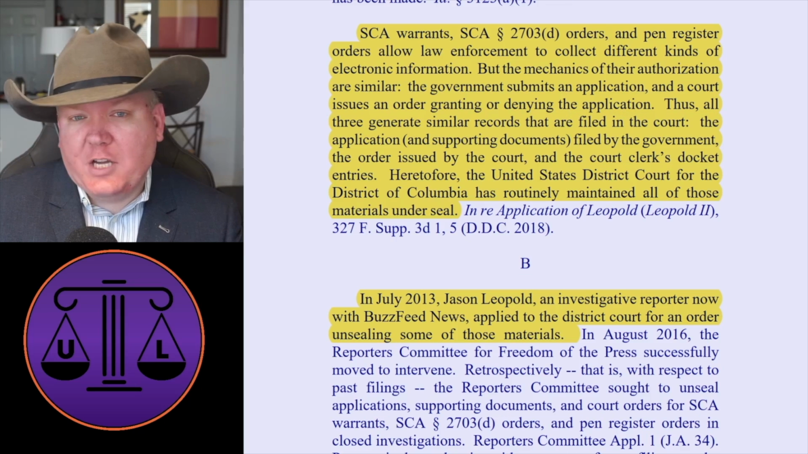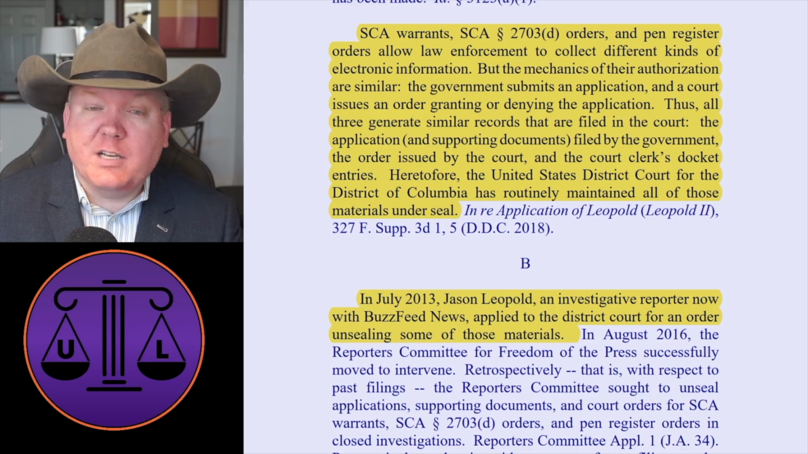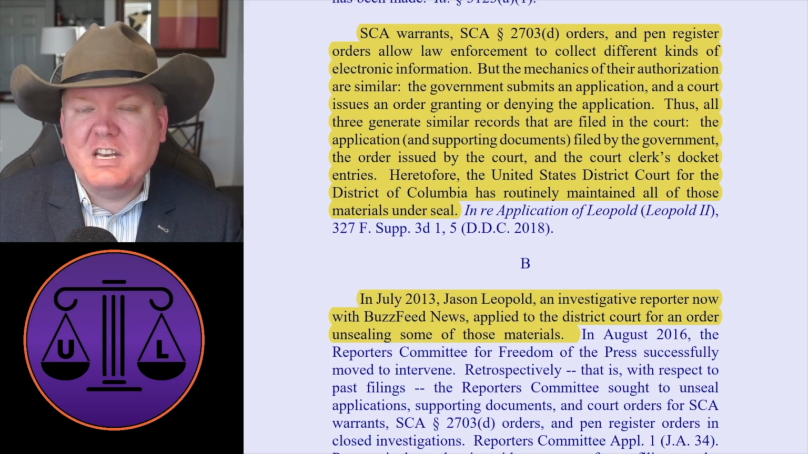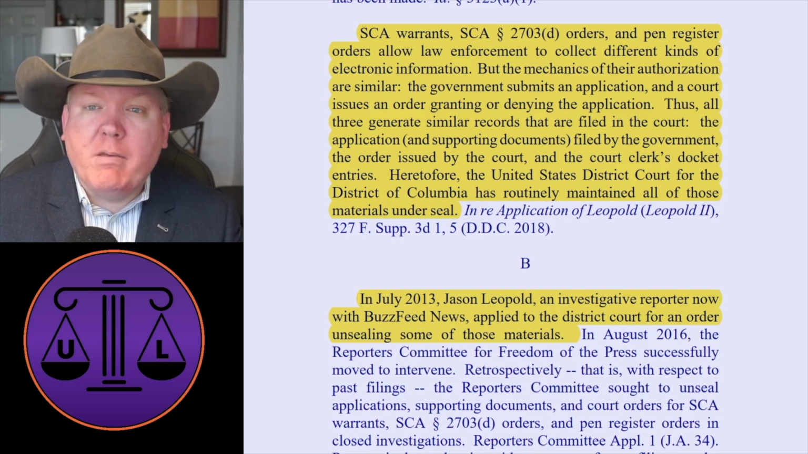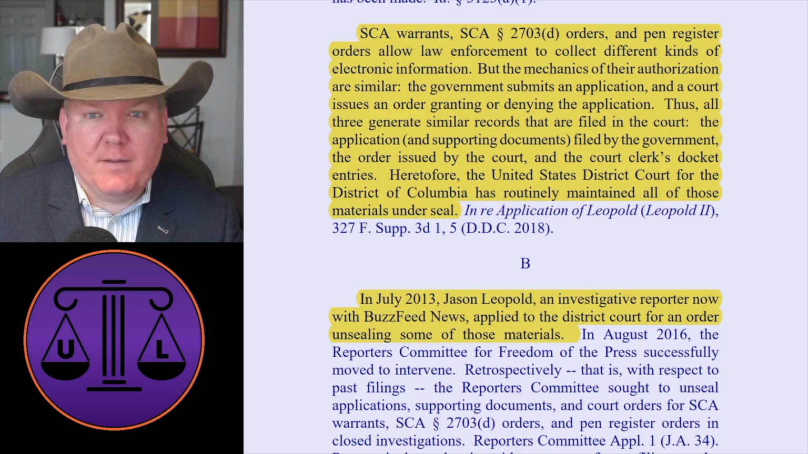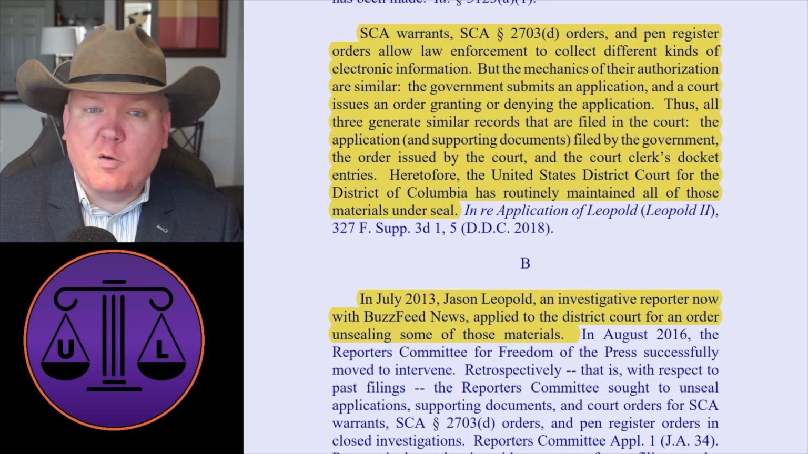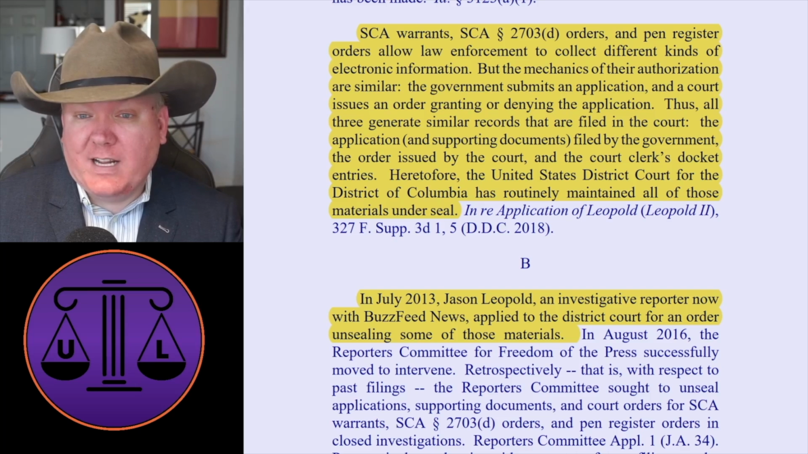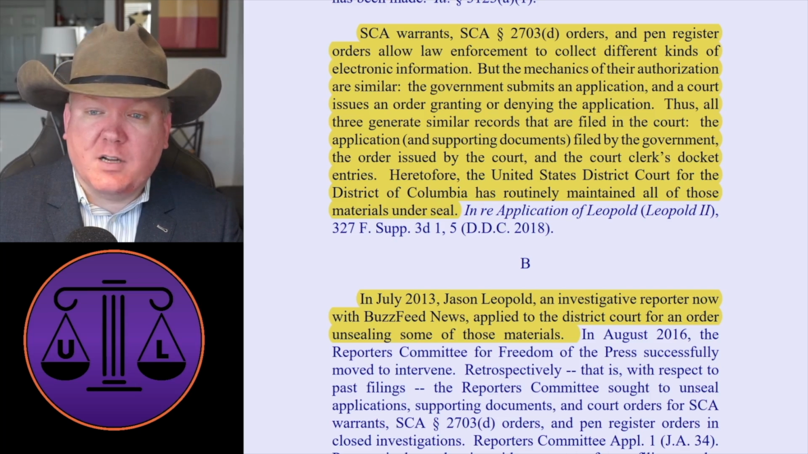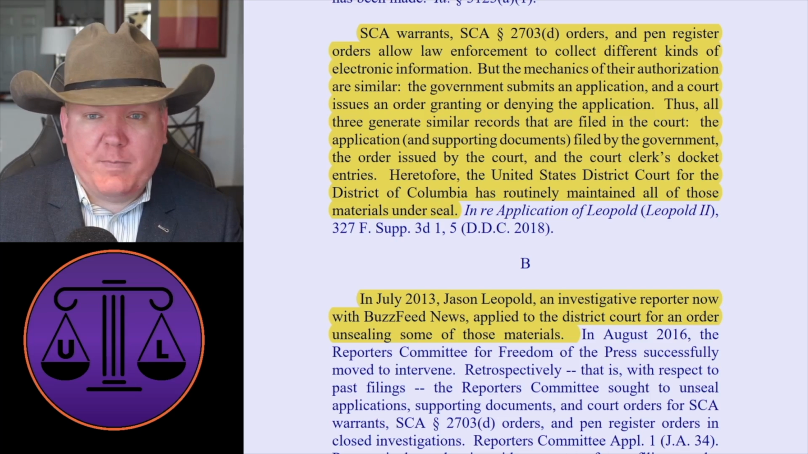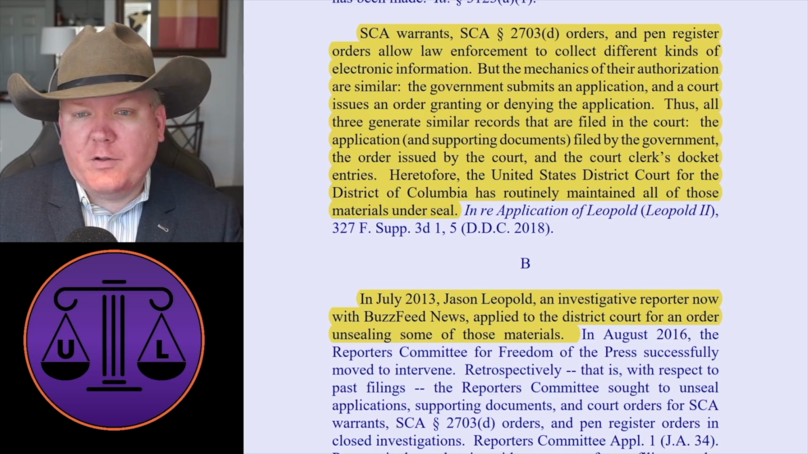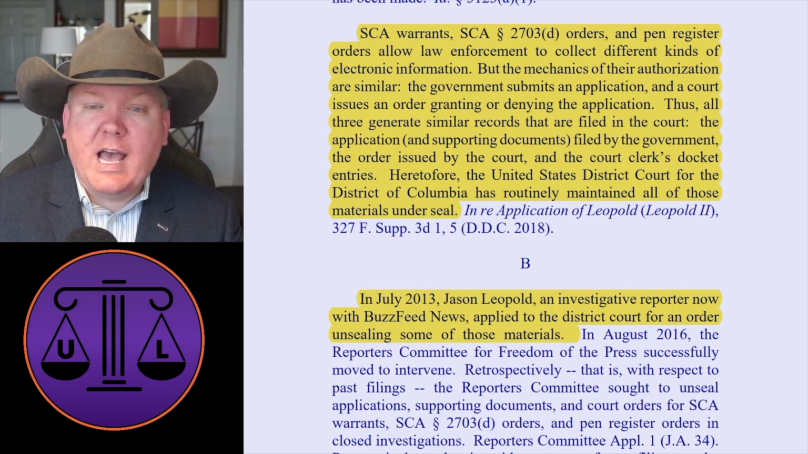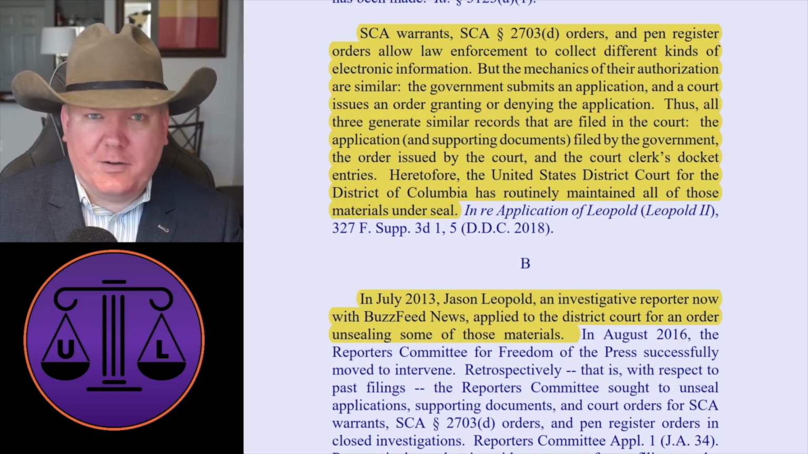The Stored Communications Act warrants, the 2703 orders, and the Pen Register orders allow law enforcement to collect different kinds of electronic information, but the mechanisms of their authorization are similar. The government submits an application, and the court issues an order granting or denying the application. Thus, all three generate similar records that are then filed with the court. The application and the supporting documents are filed by the government, the order is issued by a court, and the court clerk's docket contains the entries. Heretofore, the United States District Court for the District of Columbia has routinely maintained all these materials under seal.